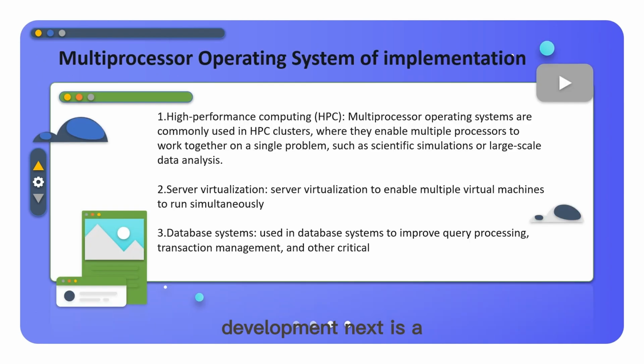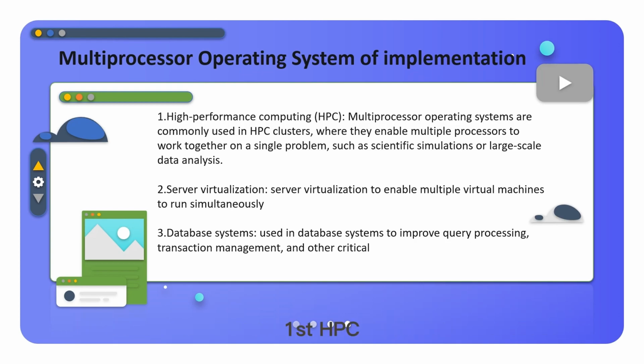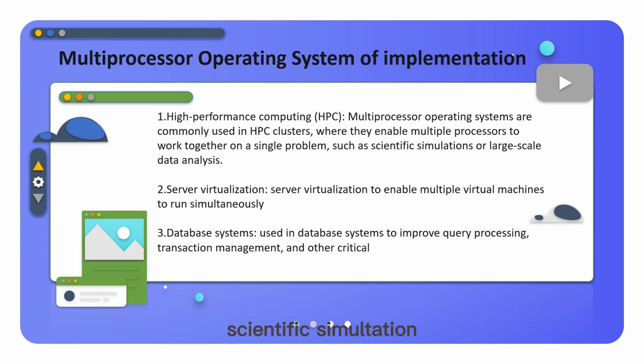Next is multiprocessor operating system implementation. First, HPC, also known as high performance computing. Multiple processor operating systems are commonly used in HPC clusters, where they enable multiple processors to work together on a single problem, such as scientific simulation or large-scale data analysis.